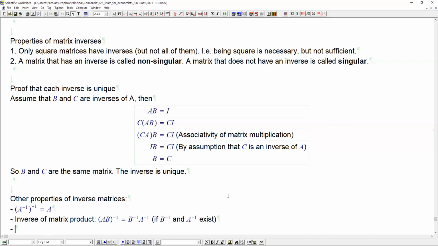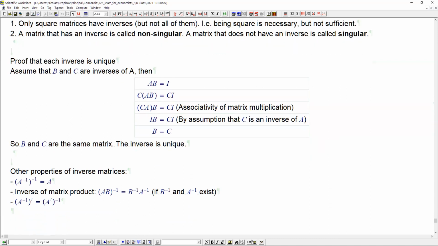Now, last useful property: the inverse of the transpose, A inverse transpose, equals A transpose inverse. All of these things, I could give an example or try to prove them, but we don't have time. So I'm just giving you these properties that are very useful to use in the future.